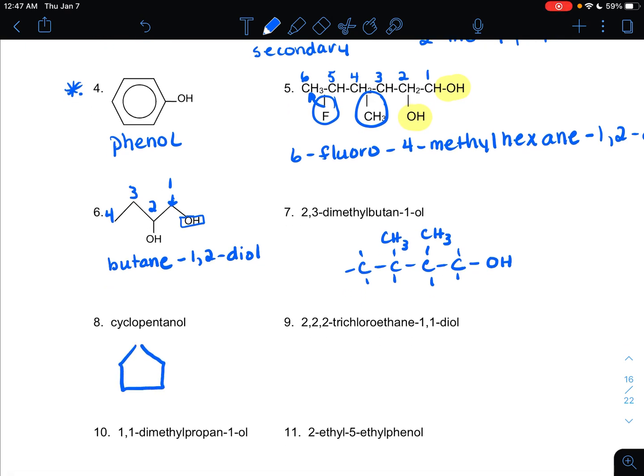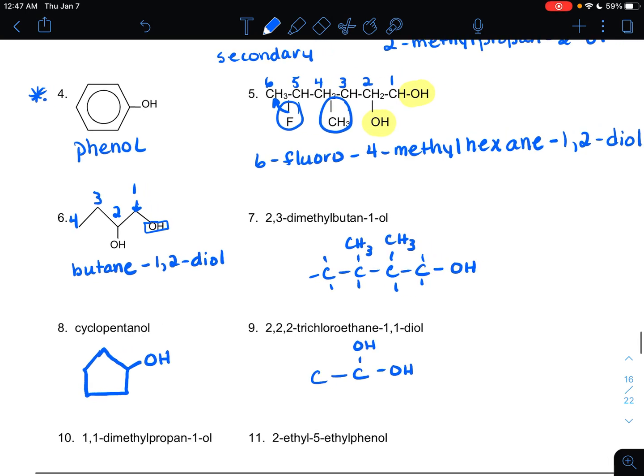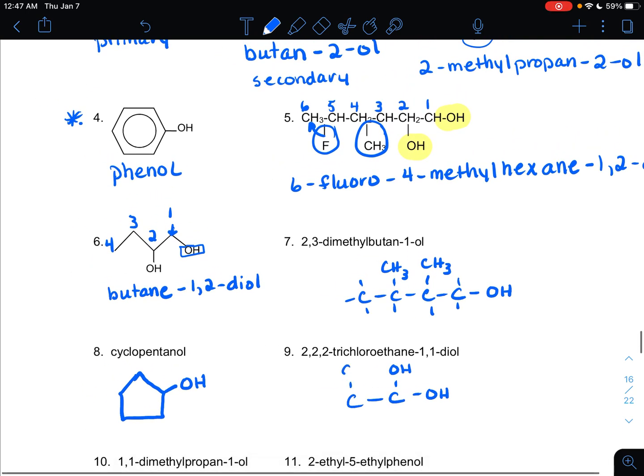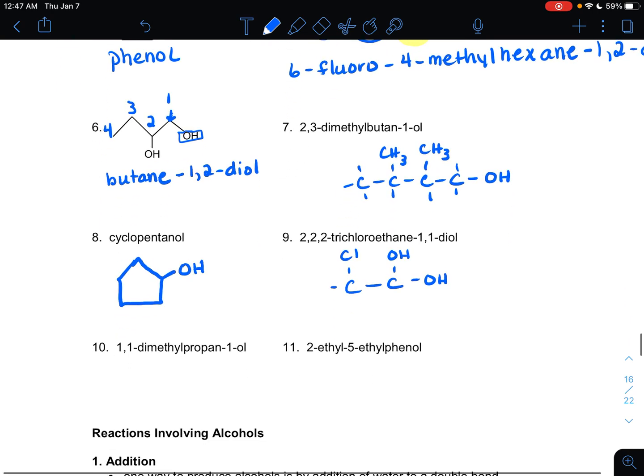Cyclopentanol. Remember, for rings, if they have a double bond or just one branch, you are not going to use the number. And then this is 2,2,2-trichloroethane, 1,1-diol. So again, I like to write these on the right-hand side so I can write it as OH instead of HO. And basically, these are going to be all chlorines. And that's just going to be a hydrogen.